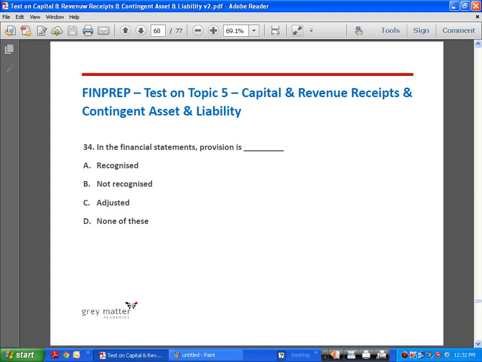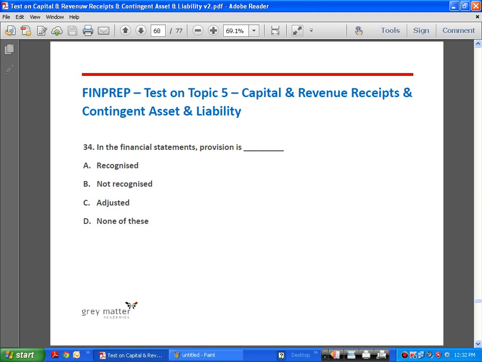Okay. So now we come to the next topic. This is with respect to provisions, contingent assets and contingent liabilities. So question number 34 says: in the financial statements, provision is recognized, not recognized, adjusted, none of these. Okay, so in the financial statements, provision is recognized.